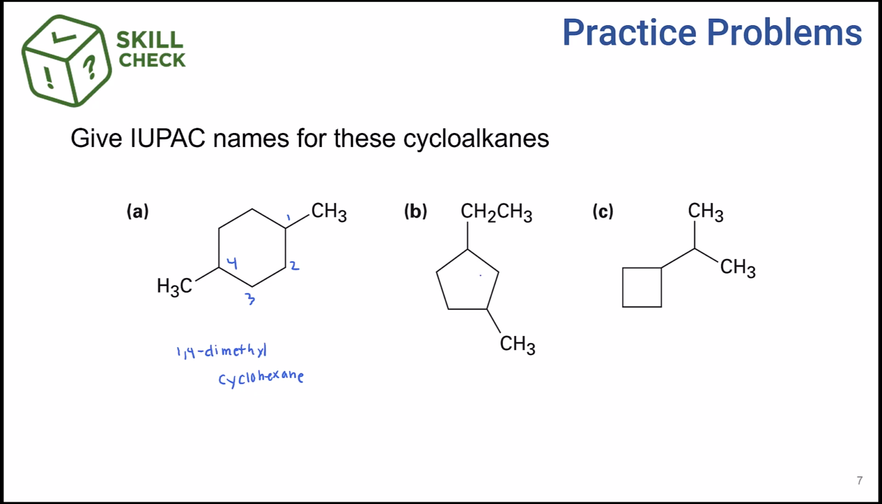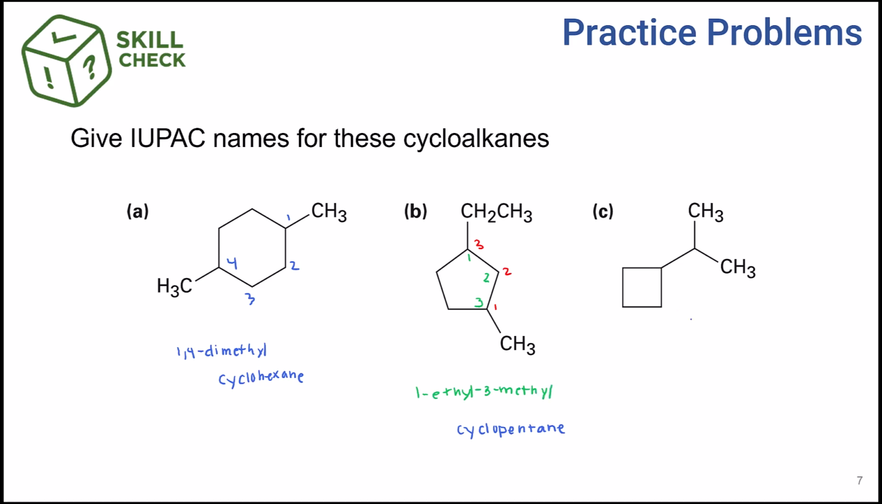For this next problem, my parent is cyclopentane. I can number this way to give my methyl at 1 and then my ethyl at 3. If I number this way, my numbering is still 1 and 3, but I list ethyl first, so I'm going to use the green numbering. So this will be 1-ethyl 3-methyl.